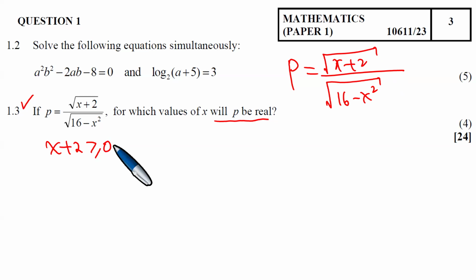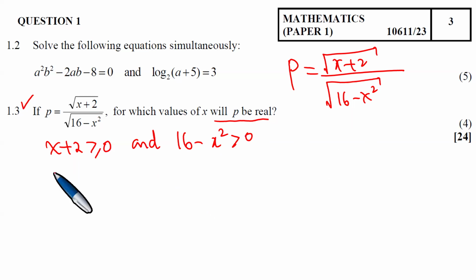But simultaneously, the denominator itself, which is 16 minus x squared, must be greater than 0. So you must have this, and then you put and like this. The 16 minus x squared must be greater than 0. Okay, so in the end, we have x is greater or equal to minus 2.